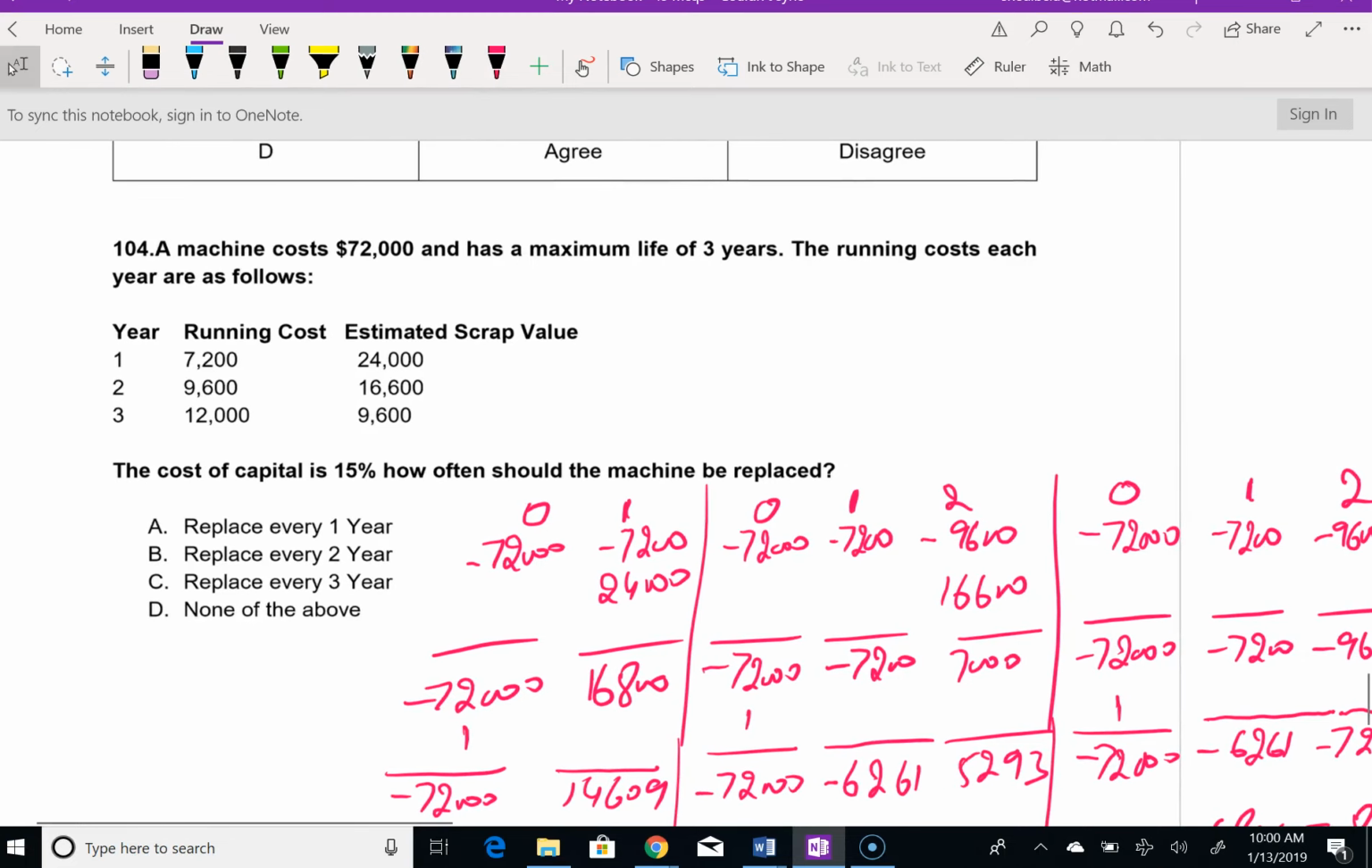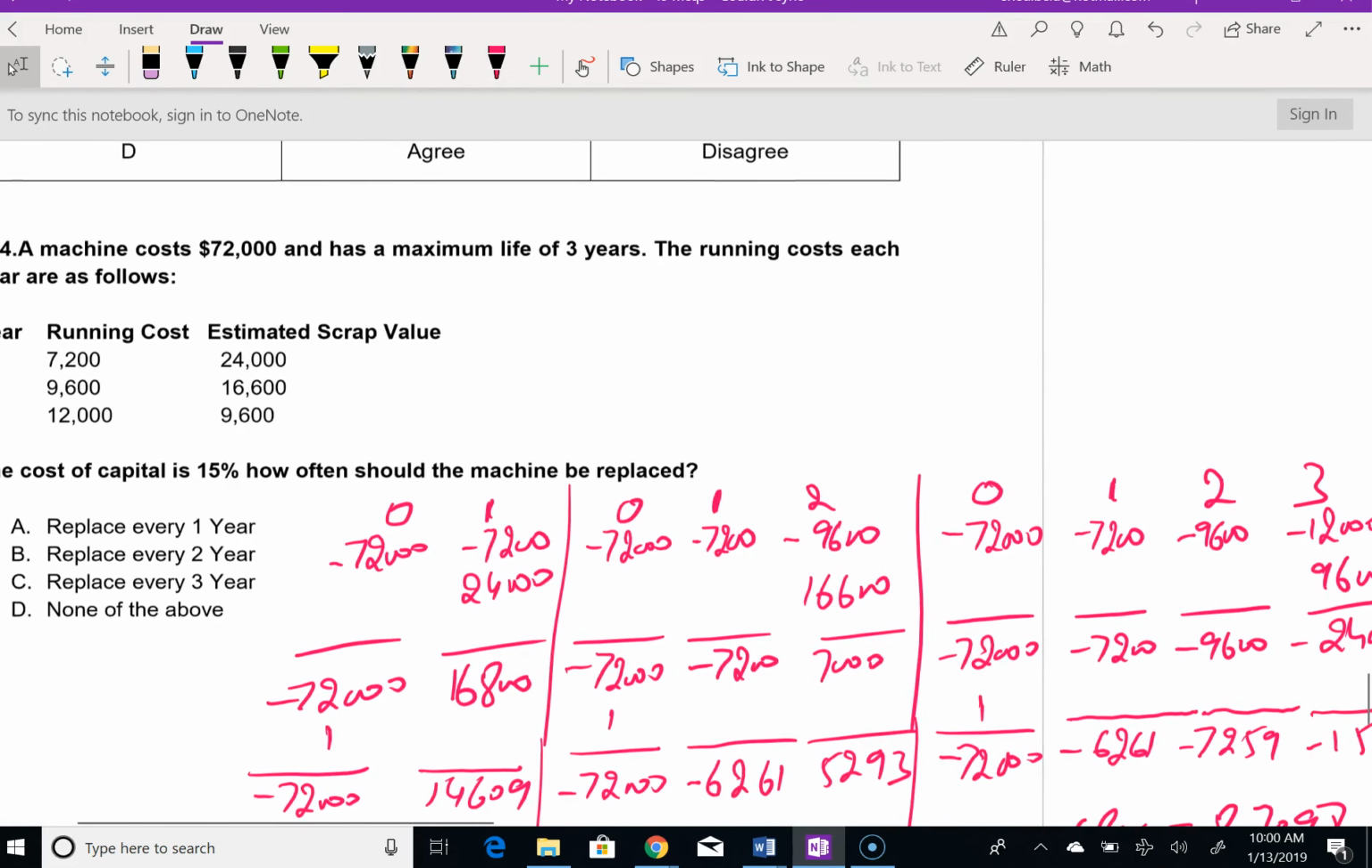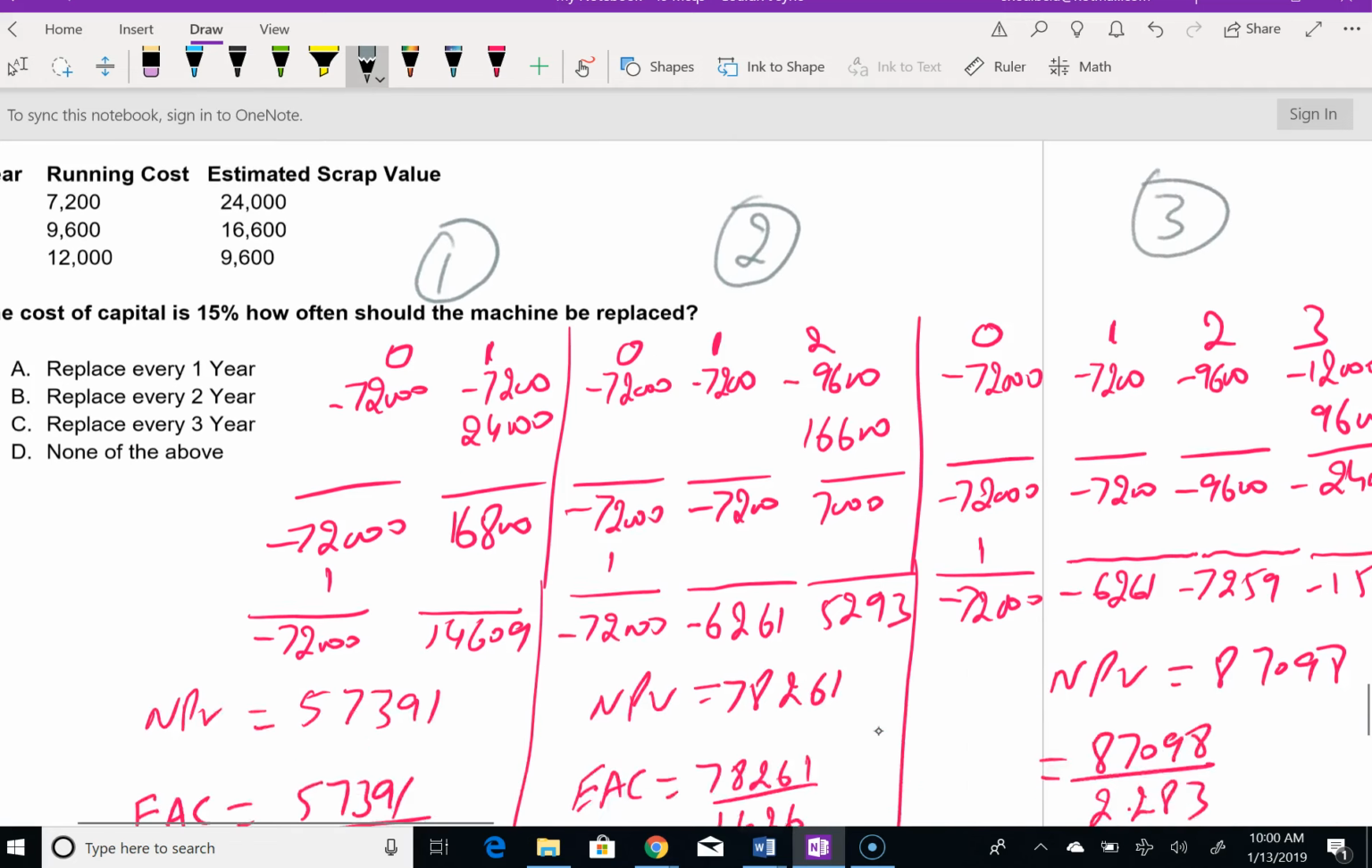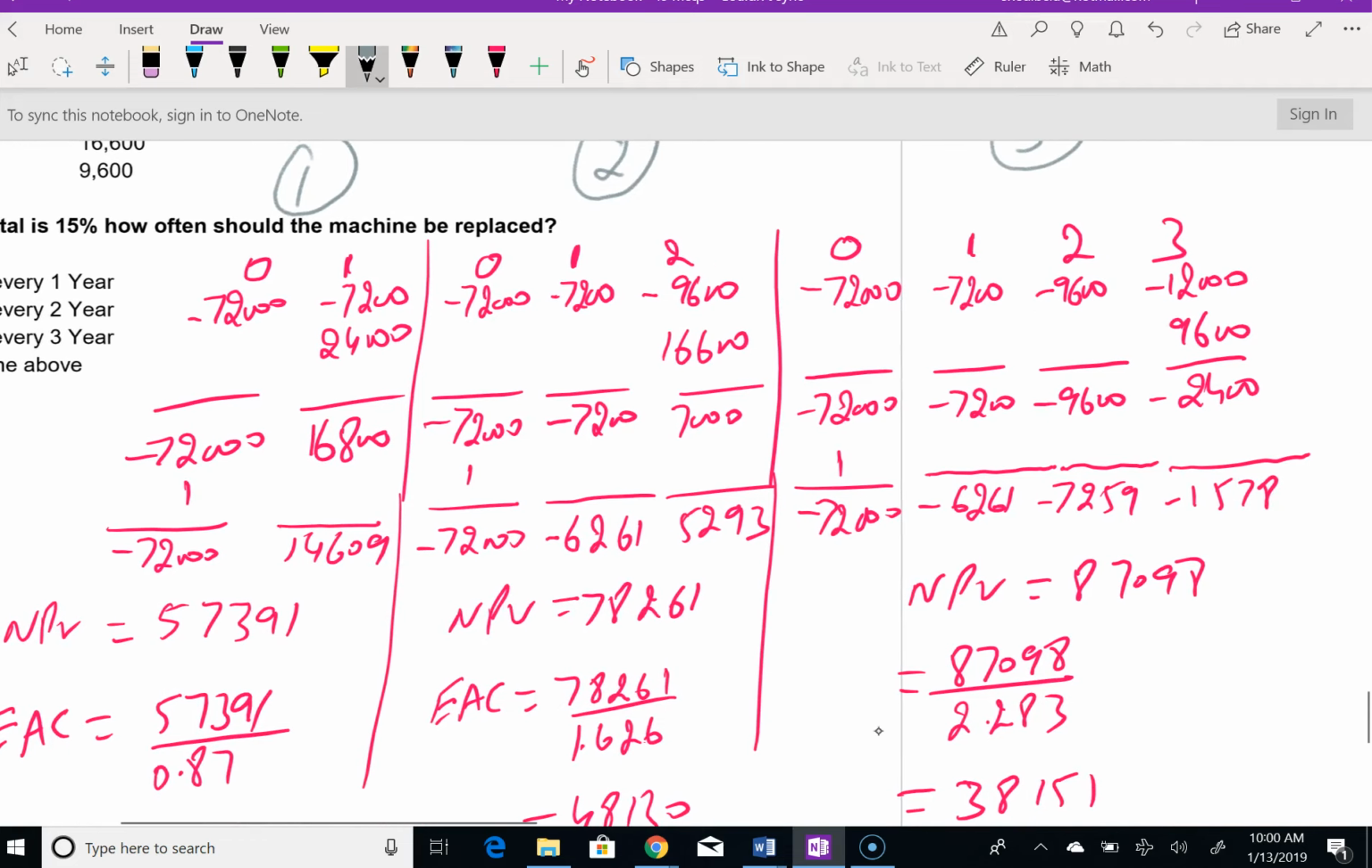Okay, I have done a detailed calculation. This is for year 1. This is for year 2. And this is for year 3. Initial investment, running cost, scrap value. Then discount these cash flows at 15%. These are the present values, and this is the NPV.